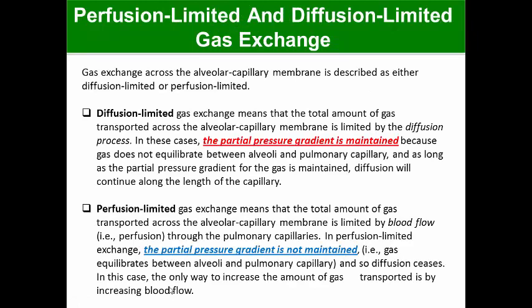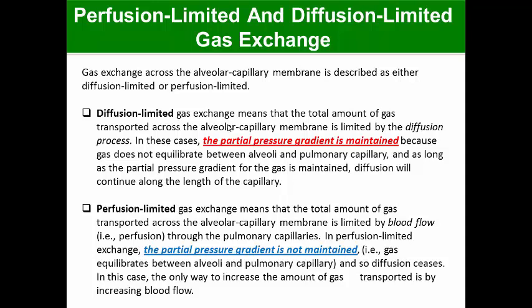The exchange of gases across the respiratory membrane, from the physiological point of view, is described as either limited by diffusion or limited by perfusion. What's the meaning of this? Diffusion limited gas exchange means that the total amount of the gas which is transported across the alveolo-capillary membrane is limited by the diffusion process.